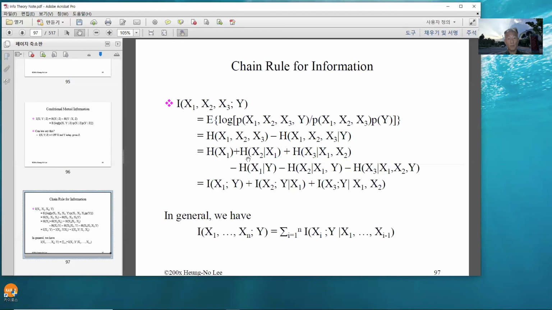And then once I have written it this way, I take a look at the first part, second part, third part together. Then this first one is mutual information between x1 and y. The second part right here is mutual information between x2 and y given x1. This one here is mutual information between x3 and y given x1 and x2. So that's the chain rule for information.